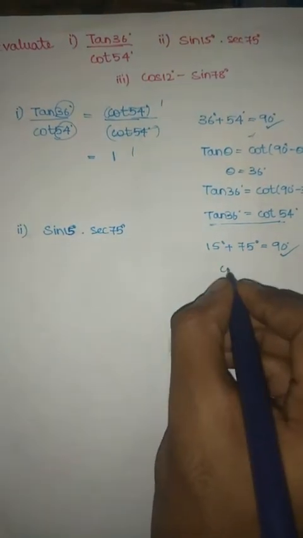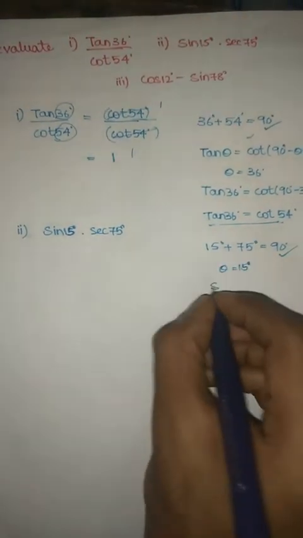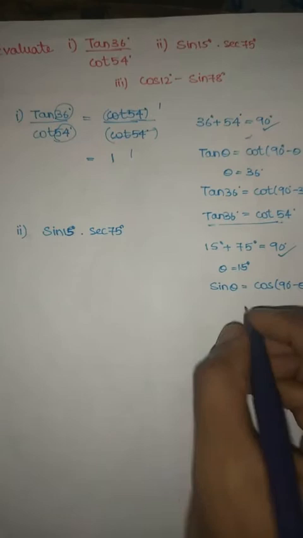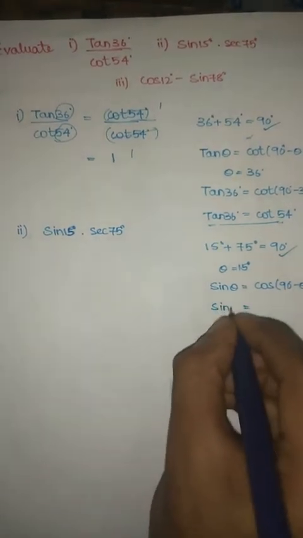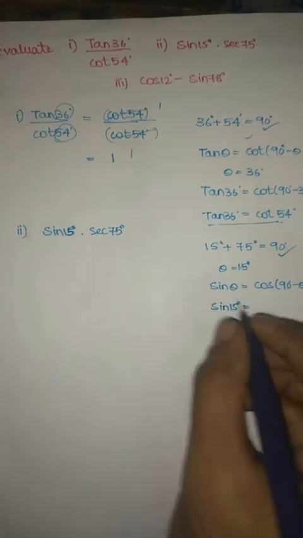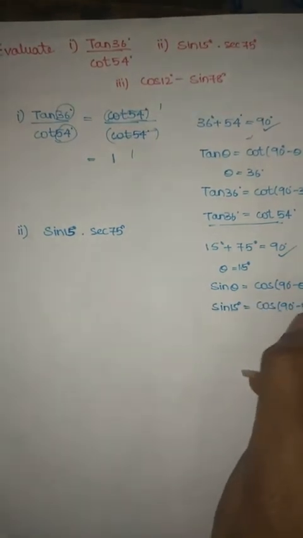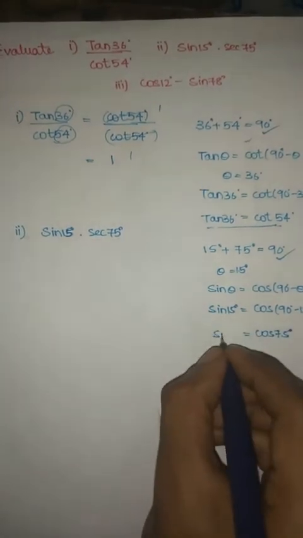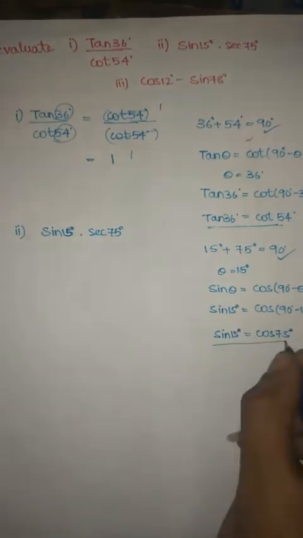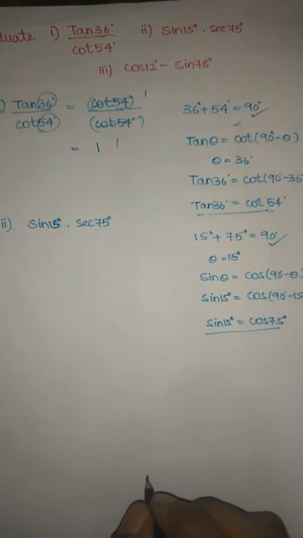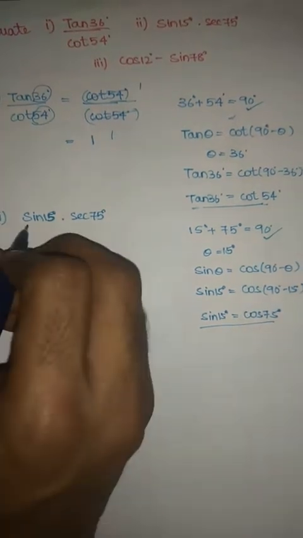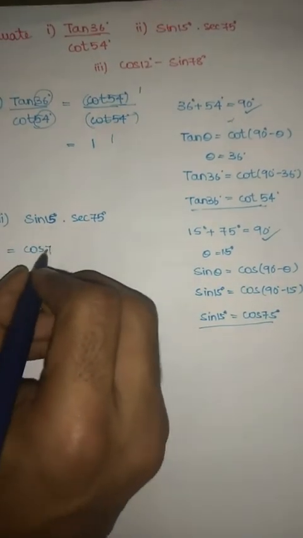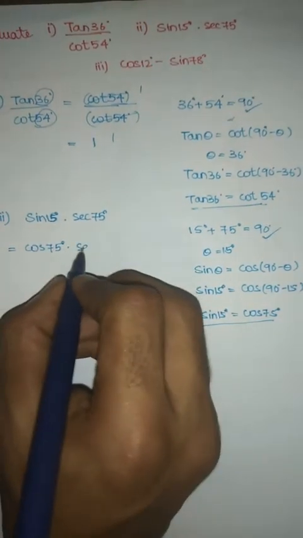So theta is equal to 15 degrees. We know sine theta is equal to cos 90 minus theta. So sine 15 degrees is equal to cos 90 minus 15 degrees. 90 minus 15 is nothing but 75, so it is cos 75. So sine 15 degrees is nothing but cos 75 degrees. In place of sine 15 degrees, we can place cos 75 degrees, so it is cos 75 degrees into secant 75 degrees.